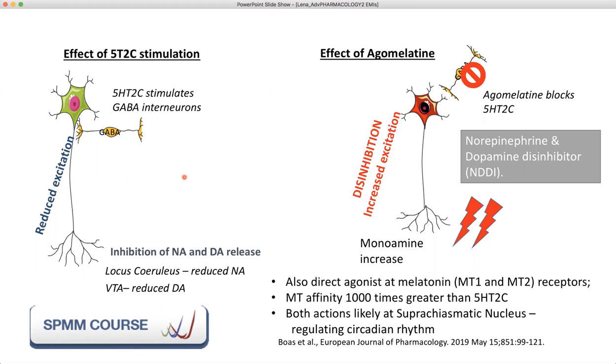And what does agomelatine do? Agomelatine blocks a receptor called 5-HT2C. What is the function of 5-HT2C? Normally, when you stimulate 5-HT2C, it will end up in stimulating an inhibitory neuron called GABA interneuron. When you stimulate an inhibitory neuron, it's going to reduce the overall excitation.